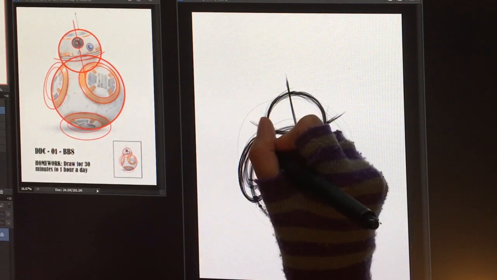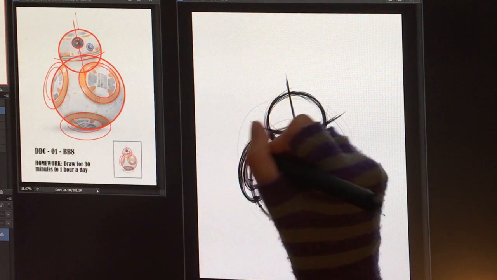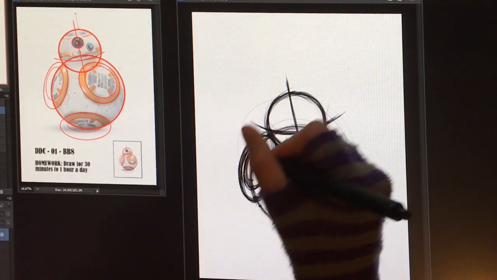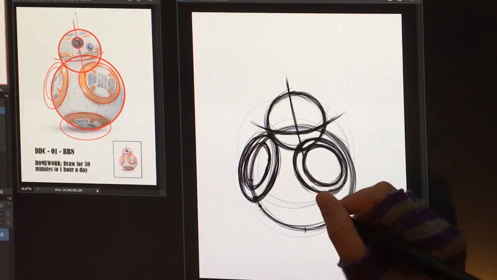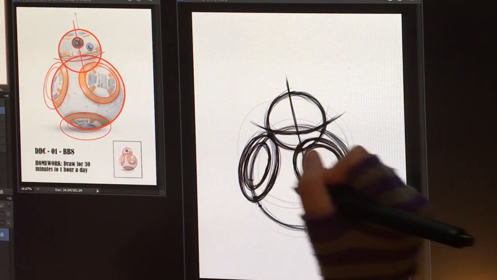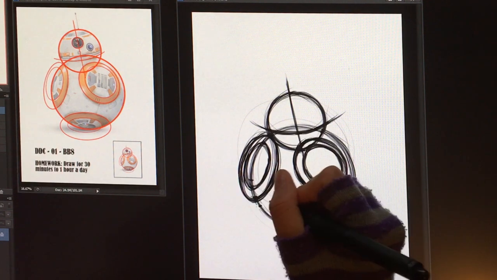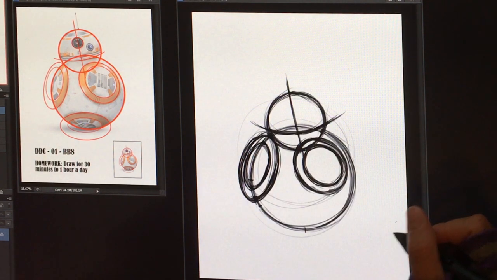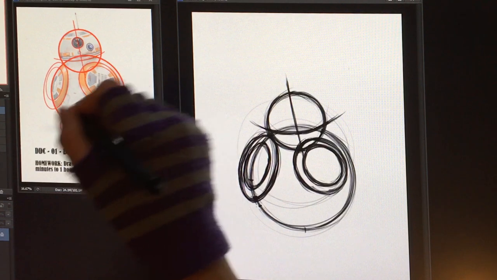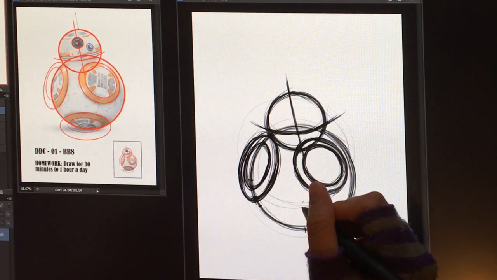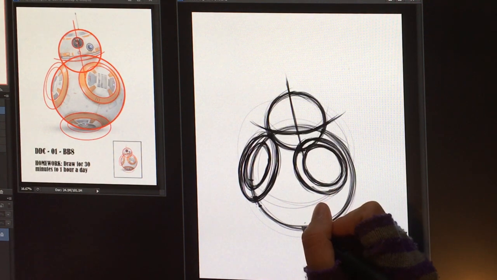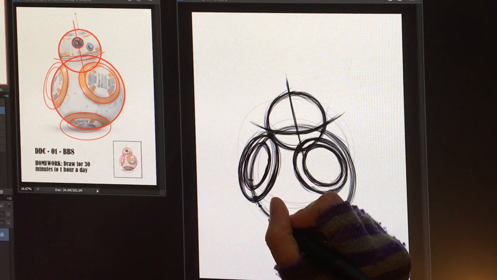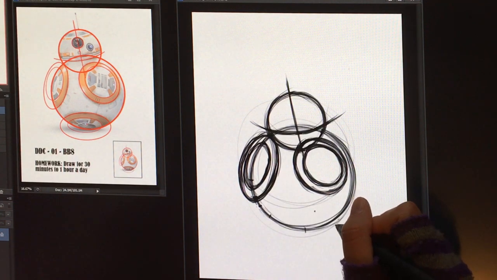Let's see, draw this. Okay, how are you feeling about your BB-8 so far? You feeling good? Okay. Don't be afraid to pause the video if you need to. Do what you gotta do.